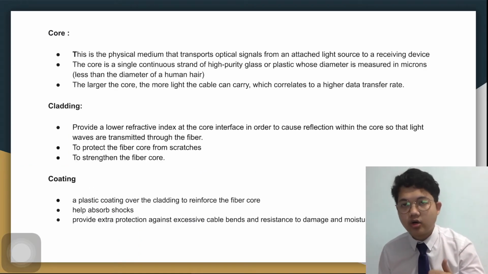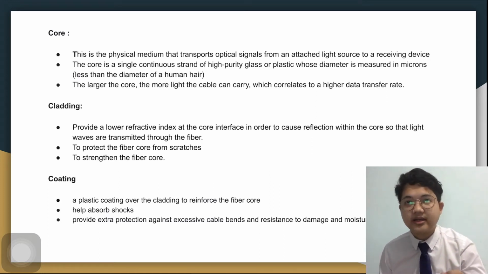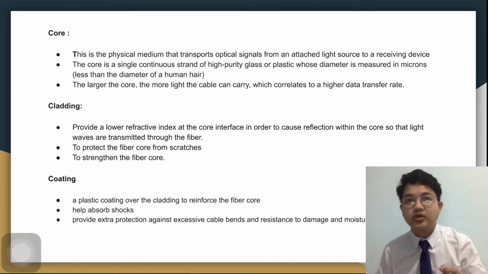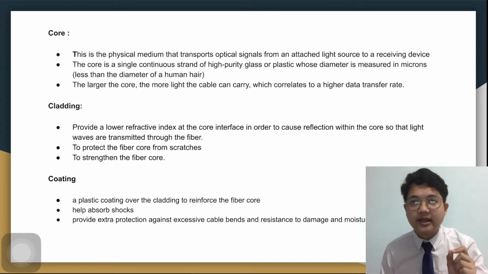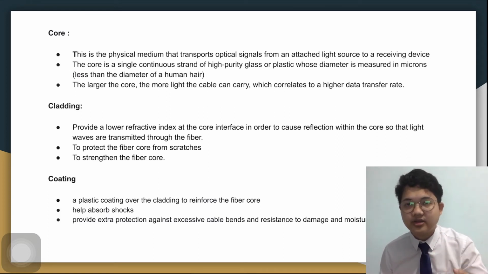Firstly is the core. The core is the physical medium that transports optical signal from an attached light source to a receiving device. The core is a single continuous strand of high purity glass or plastic whose diameter is measured in microns, which is less than the diameter of a human hair. The larger the core, the more light the cable can carry, which correlates to a higher data transfer rate. So the larger the core, the more data can be transferred at one time.